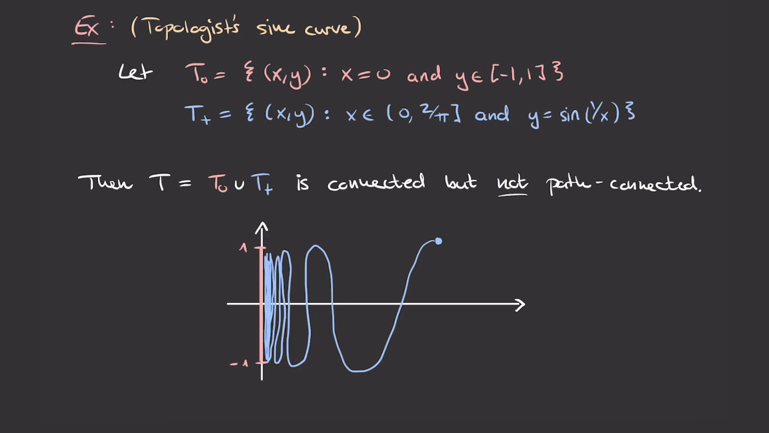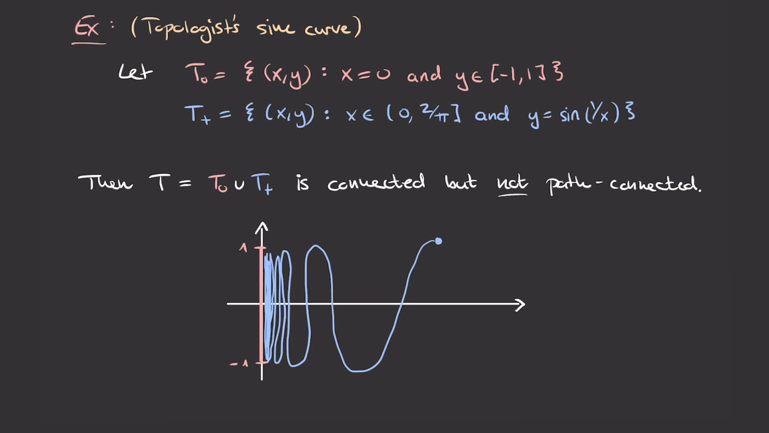Okay, so we saw that path-connectedness implies connectedness, but I claimed that the other direction of implication does not hold. To prove that that's the case, we need to come up with a space that is connected but fails to be path-connected. The standard example for this is called the topologist's sine curve, and it's defined in the following way. So I've drawn a picture of it down here, so you can follow along.